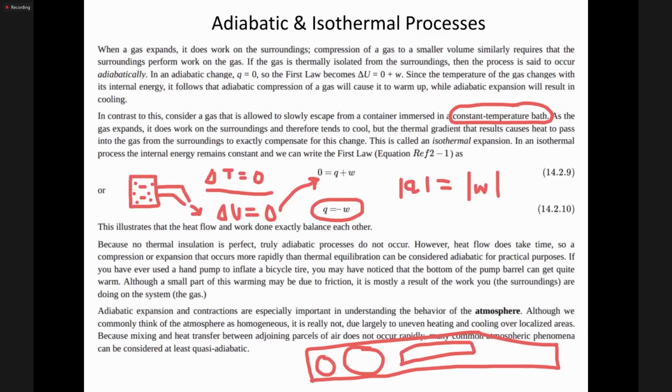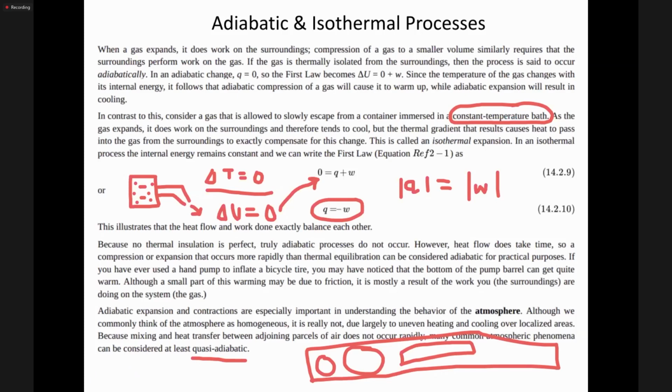Now, mixing and heat transfer between adjoining parcels of air does not occur rapidly. It takes some time. So commonly, atmospheric phenomena can be considered not as fully adiabatic, but at least quasi-adiabatic. This term quasi comes because it is not exactly the same as what we are looking for, but to a small extent, it can be considered so.